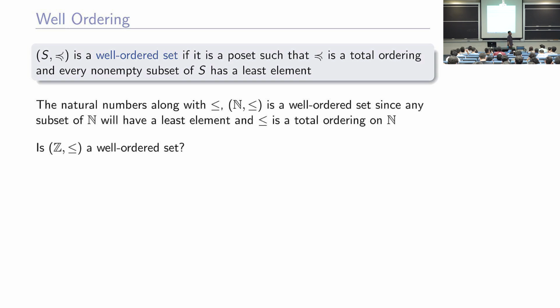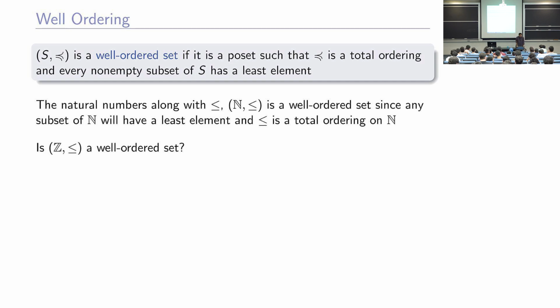So let's say, is Z with less than or equal to a well ordered set? Is it a total order? We saw this was a partial order. We saw in the previous slide that this was actually a total order. You take any two numbers, you can compare them. Either a is less than or equal to b, or b is less than or equal to a. We know it's a total order.